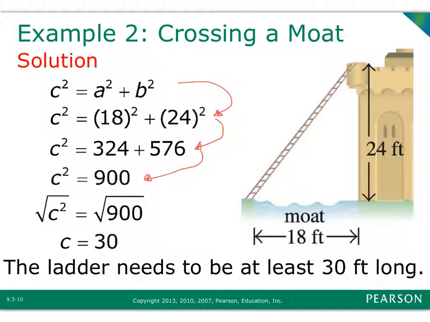Now we take the square root of both sides of the equation. When we do that, we get C is equal to 30. On your calculator, you'll see a square root symbol, and you can put 900 in, take the square root, and hit the equal sign, and you should get the answer that we have here. So in this particular case, the ladder needs to be at least 30 feet long.